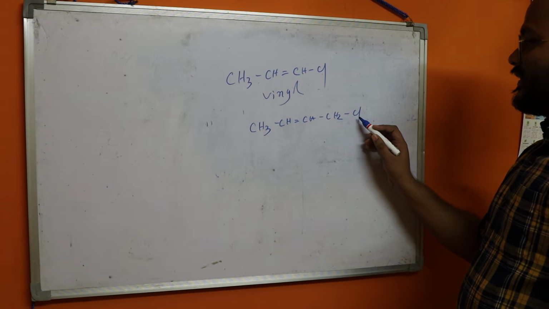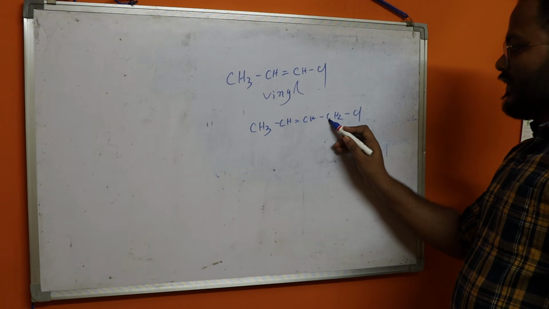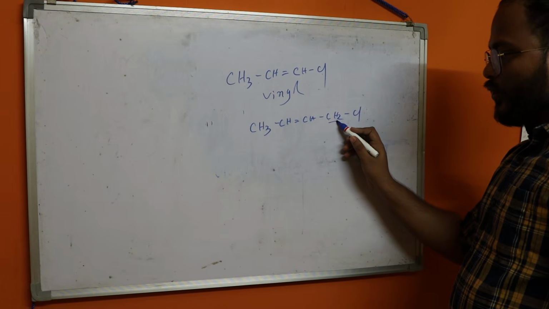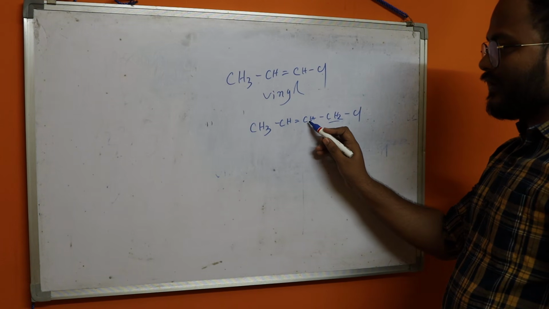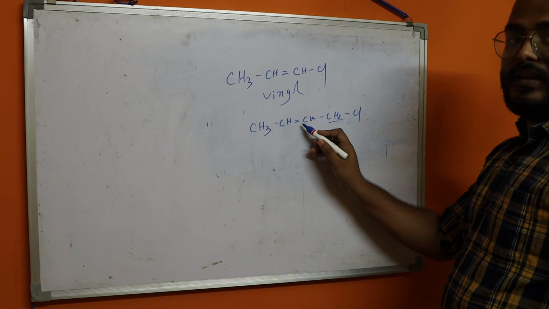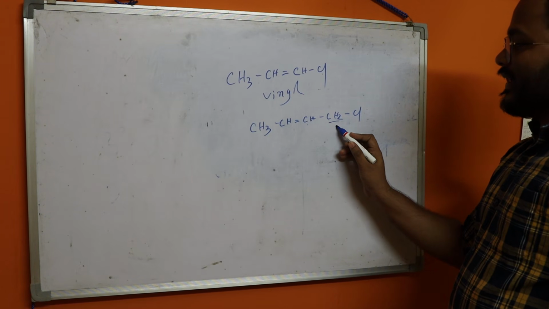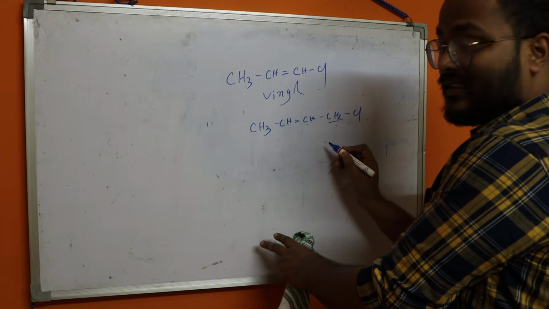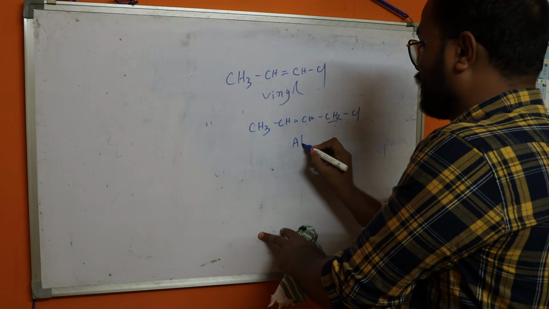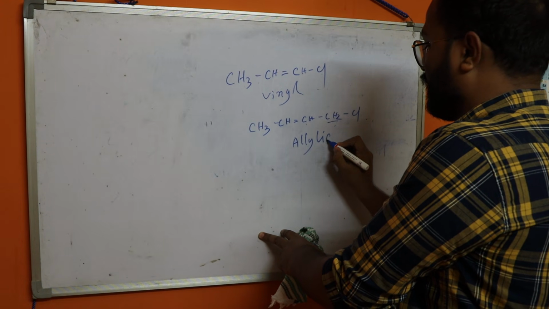In this case you see this host carbon is connected to another carbon which is part of a double bond. So in this case, this is called allylic chloride.